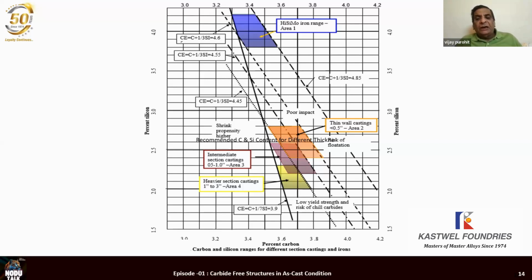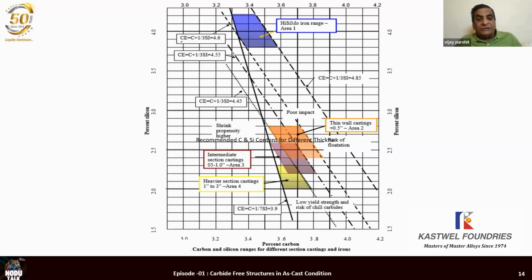So in the CMO grade, it was 4.85. Thin wall castings, normally 3, 4, 5 millimeters, less than half an inch, the carbon equivalent for avoiding flotation was 4.6. In the medium range, half an inch to 1 inch, the flotation was avoided if the carbon equivalent was less than 4.55. In 1 to 3 inch sections, the carbon equivalent has to be less than 4.45 to avoid graphite flotation. But the left hand side is always carbon plus 1/7 silicon should be more than 3.9.